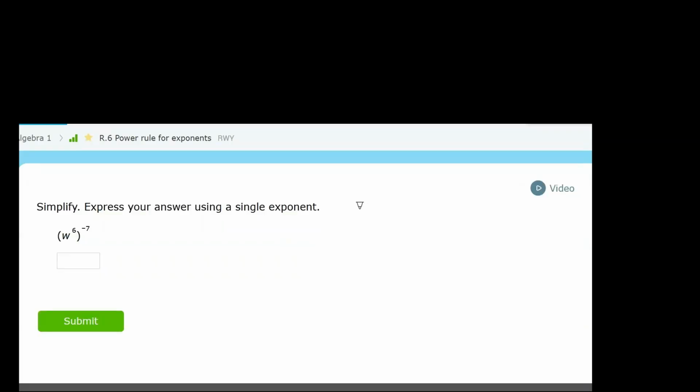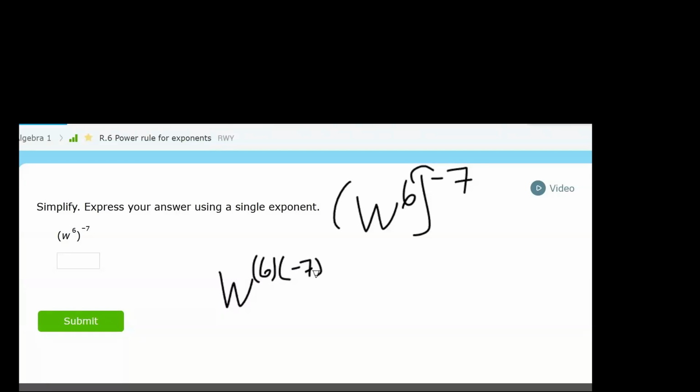Here's another problem. This time we have w to the 6th, everything raised to the negative 7th power. Again, we would just multiply these two numbers together. W to the 6 times negative 7. 6 times 7 is 42, so we get w to the negative 42nd power.